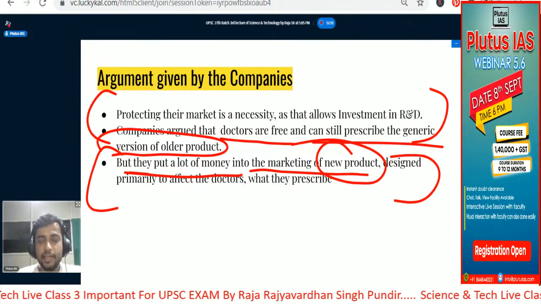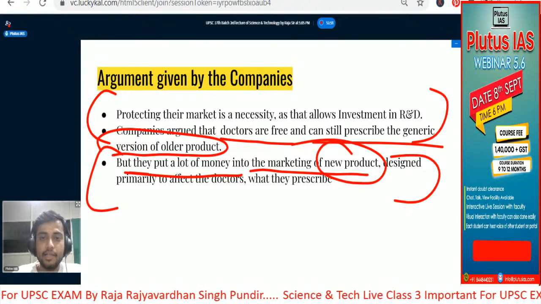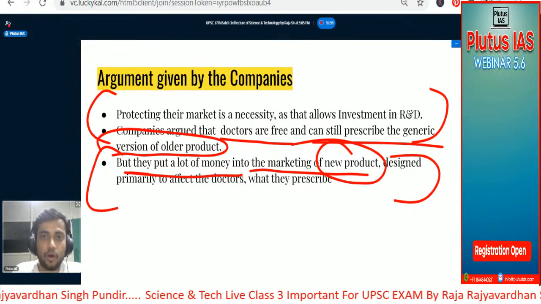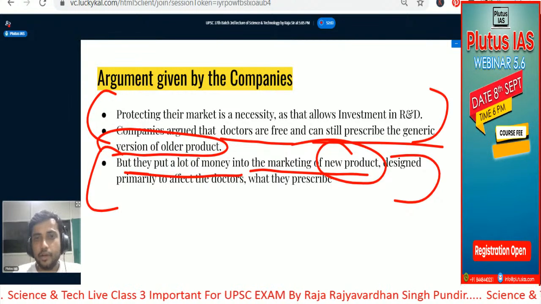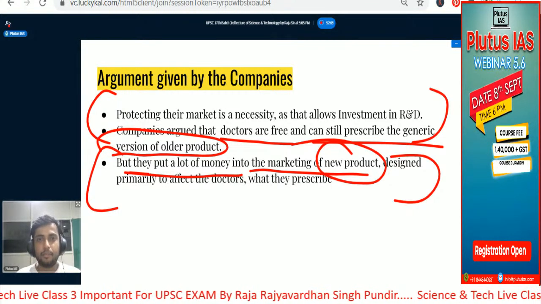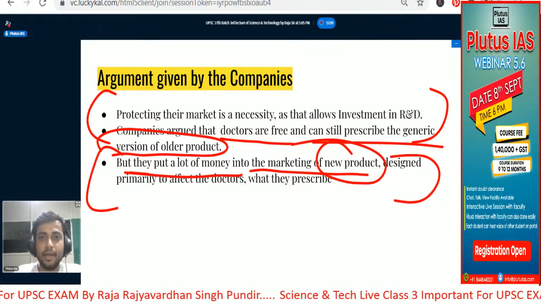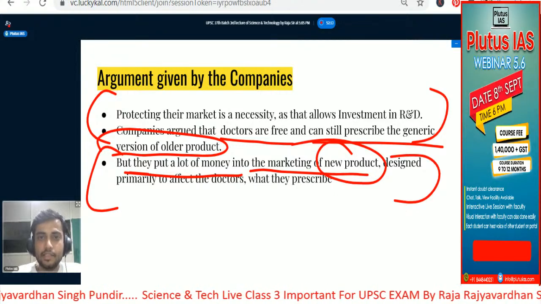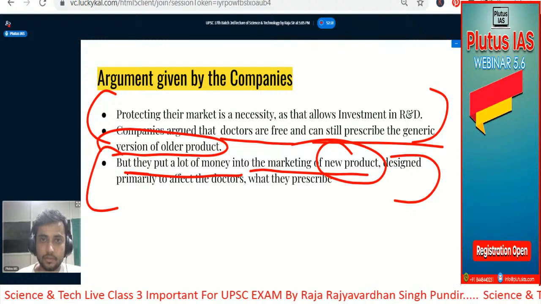Their marketing is designed in such a way that the doctors start to prescribe the new drug instead of prescribing the old drug. So using all the money and resources they have, they do targeted marketing, targeted advertisement, in whichever way, so that doctors now start to prescribe these new drugs.